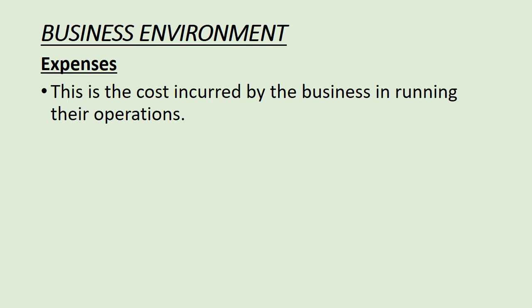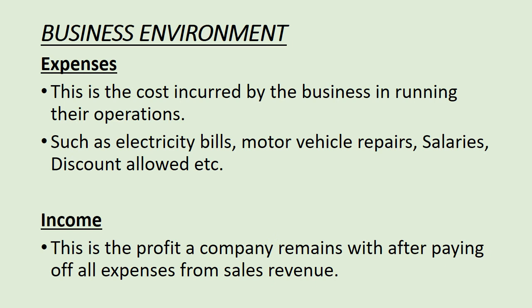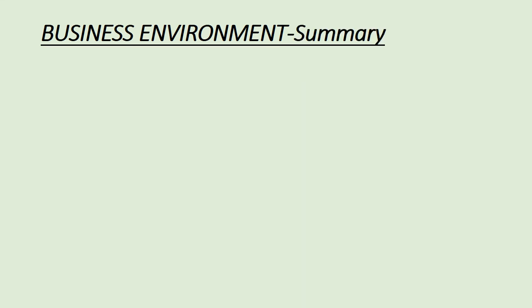Then another component of a business is called expenses. This is a cost incurred by the business in running their operations. For example, electricity bills, motor vehicle repairs, salaries, discounts allowed. Lastly, income. This is the profit a company remains with after paying off all expenses from sales revenue.